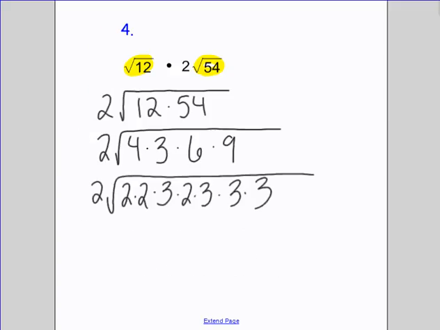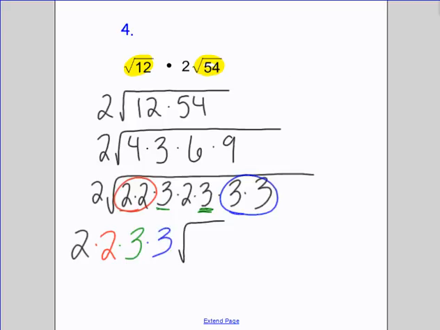So I'm going to look for pairs. So I have a pair of 2's. Got a pair of 3's, and another pair of 3's. So the 2 is out from before, the 2 pair, the 3, and the next 3. So there's a lot up there. And then I'm left with radical 2. So if I multiply this all out, I'm left with 36 radical 2.